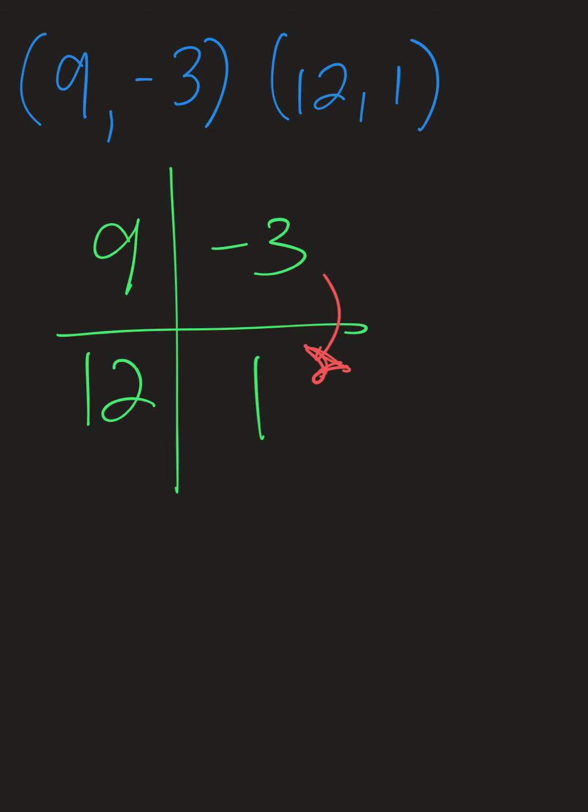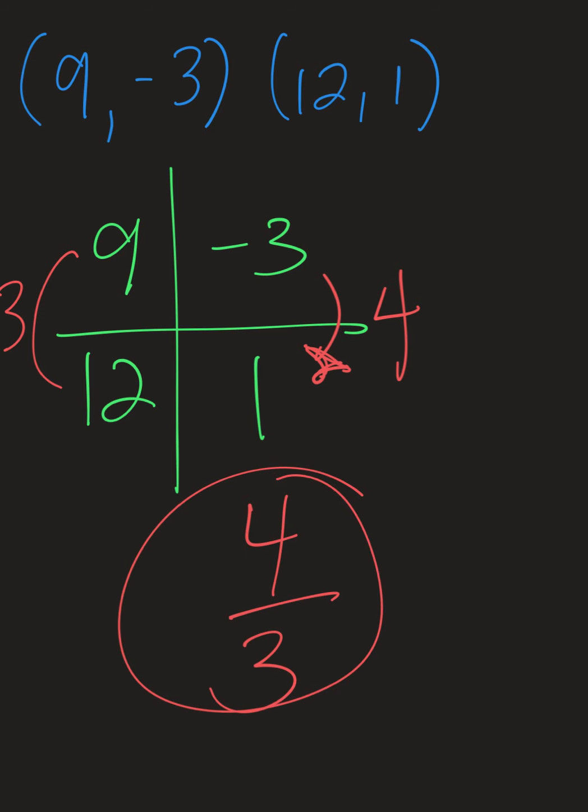So from -3 to +1, I have plus 4. From 9 to 12, I have plus 3. So I end up with positive 4 over 3 as my slope or my rate of change.